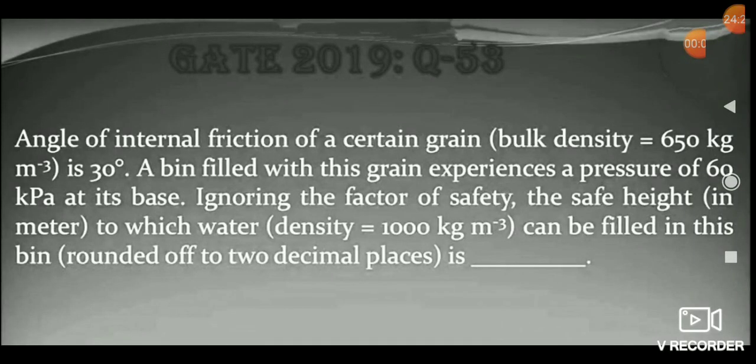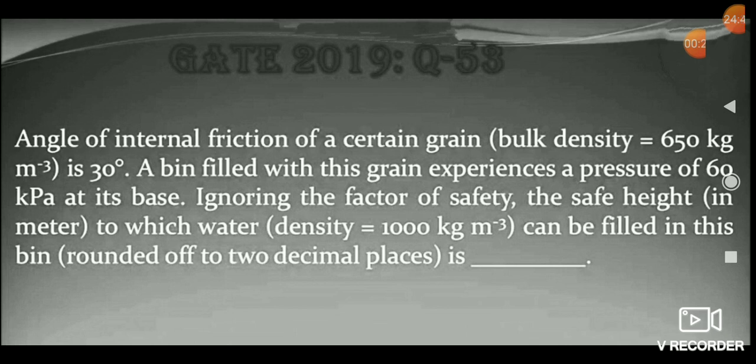See the 2019 paper. Friends, I will tell you every year questions are asked on this concept. So I will try to totally analyze these concepts, and I will try to clear all your doubts regarding this concept, so you can easily score in the final examination.